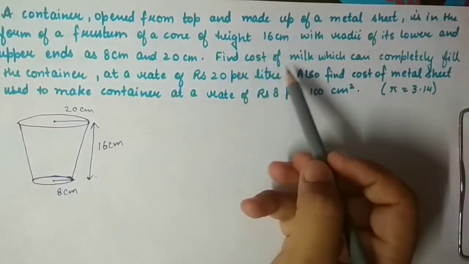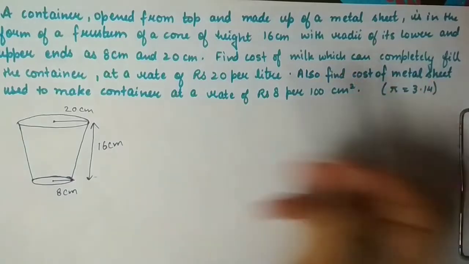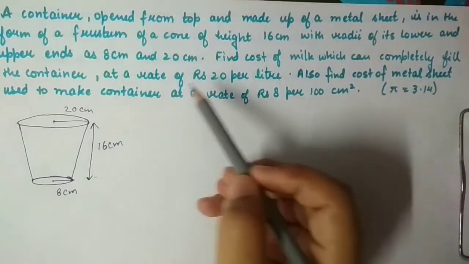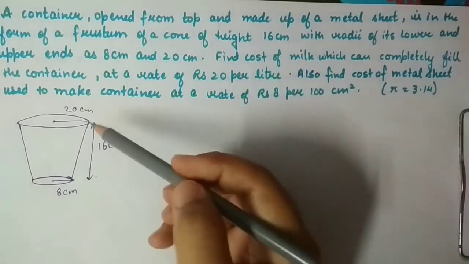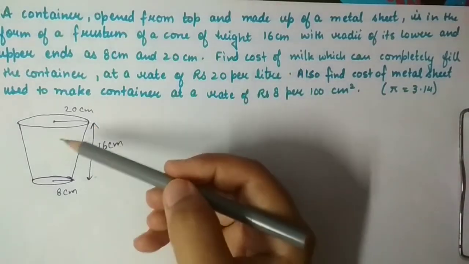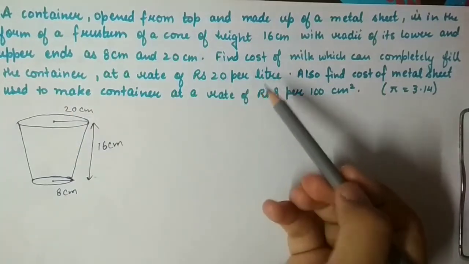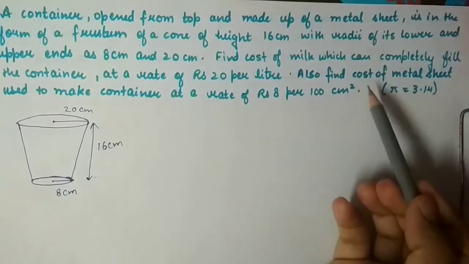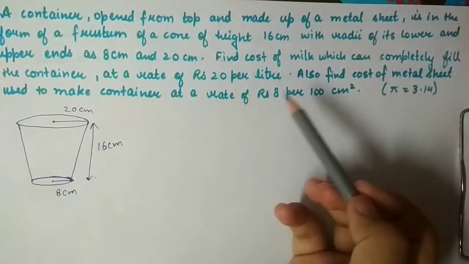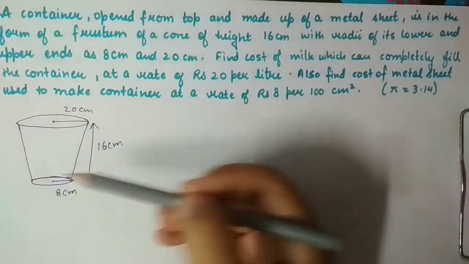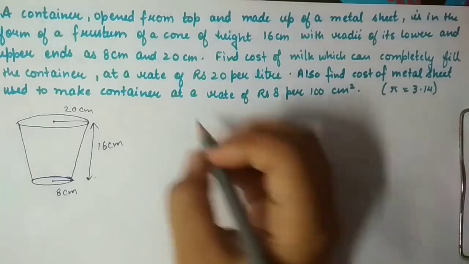In the first part of the question we have to find the cost of milk which can completely fill the container at a rate of ₹20 per liter. So in the first part we need to find the cost of milk. It means first of all we need to find the volume and then we will be able to find the cost of milk. And in the second part we need to find the cost of metal sheet that is used to make the container. So for that we need to find the surface area of the container. So let us do the first part of the question.